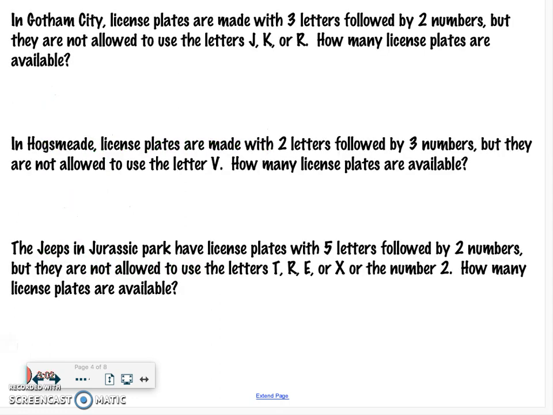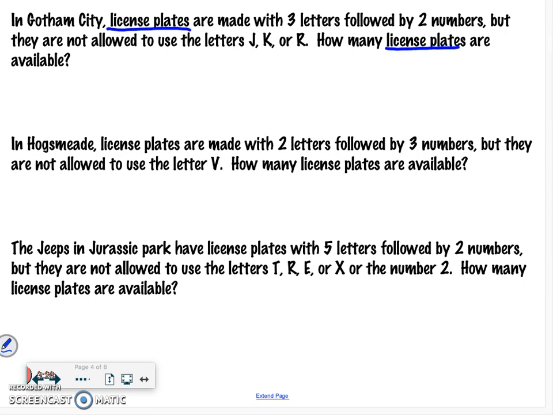Now let's go ahead and look at some word problems. Remember, word problems, we always want to figure out what type of problem we're dealing with first. So in Gotham City, license plates are made with 3 letters followed by 2 numbers, but they are not allowed to use the letters J, K, or R. How many license plates are available? So license plates problems. Anytime we're talking about license plates, we need to remember that we're using MCP.